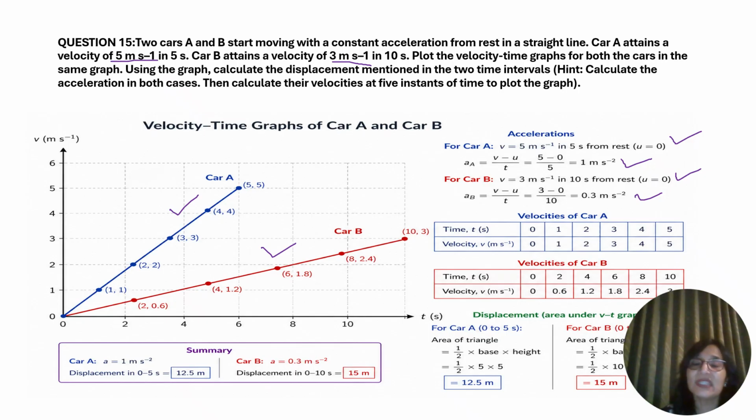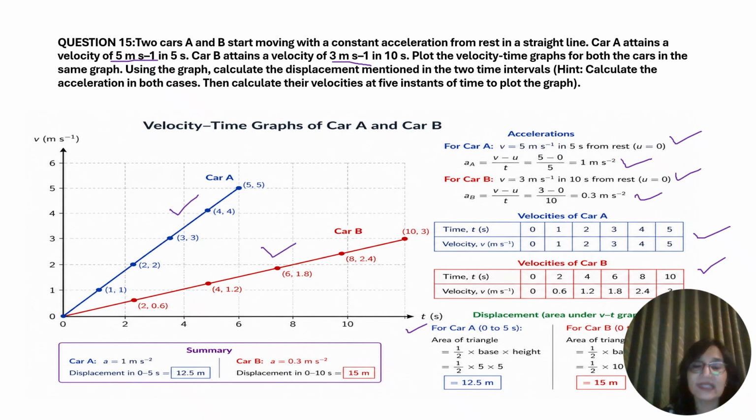So for time t and velocity v for car B, you have to just substitute the values, children, and then you can get the answer. For car A, now we also have to calculate the displacement. As I've explained to you, it is the area under the graph.